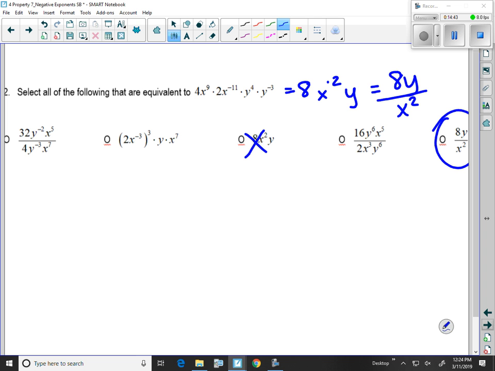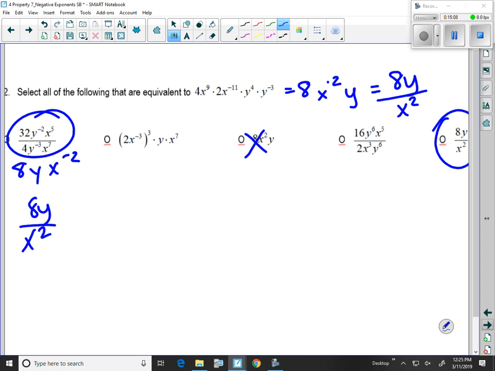Okay, so then these other 3, we need to simplify those. What's 32 divided by 4? Okay, negative 2 minus a negative 3. y, okay? And then x to the 5th over x to the 7th. Is that going to be the same thing? 8y over x squared? Yep.